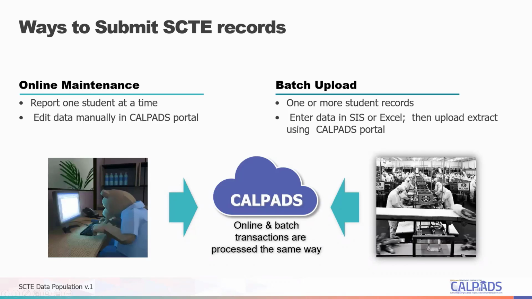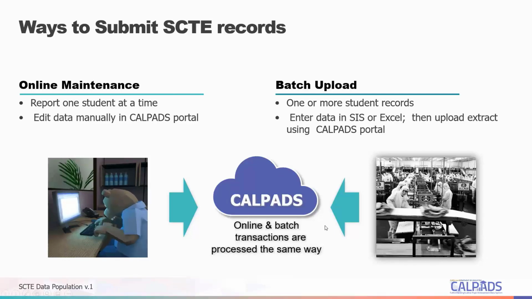You may extract the file from your SIS, or use the SCTE batch file template to build your file and then upload it to CALPADS. However, since the SCTE is a replacement type file, the one benefit of using online maintenance is if you want to add or edit one record without the need to resubmit your entire school or district's SCTE file. You may use this method, especially when correcting a few remaining end of year one certification errors. Regardless of the chosen method of submission, CALPADS will process the records the same way.